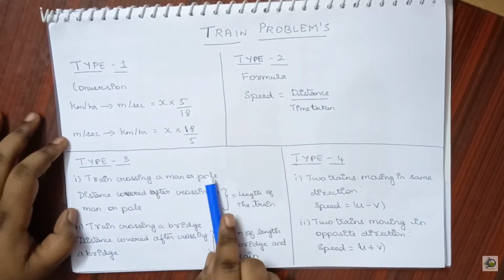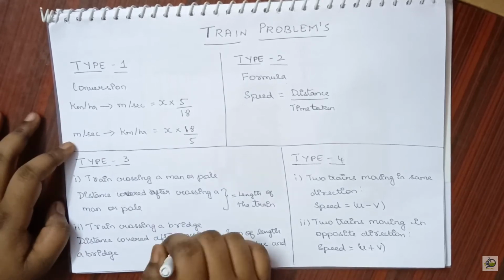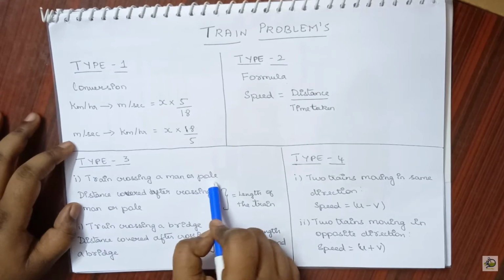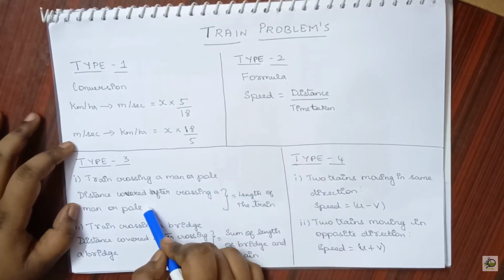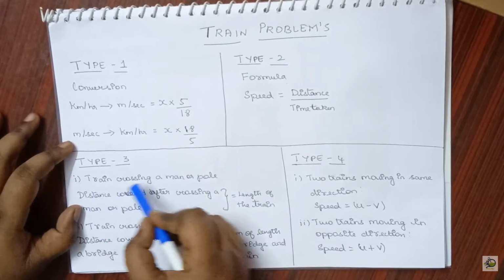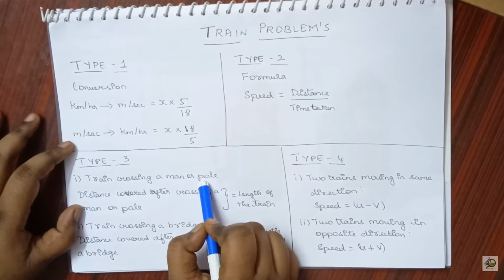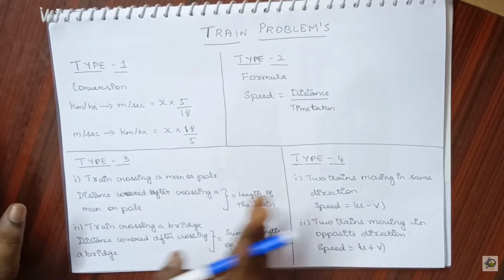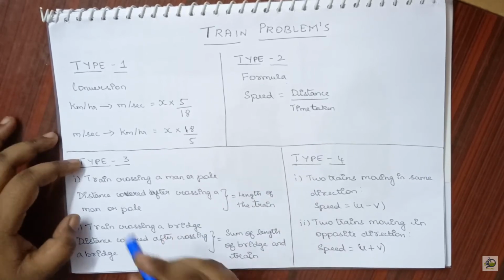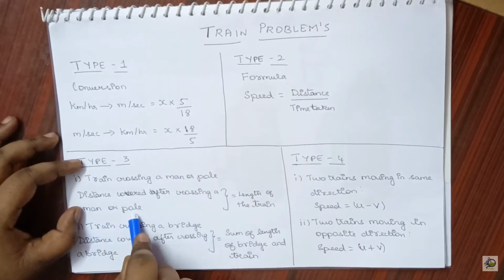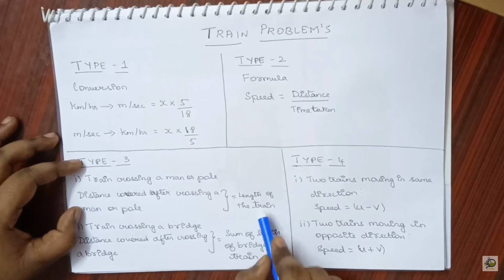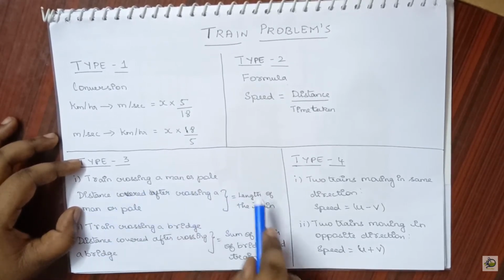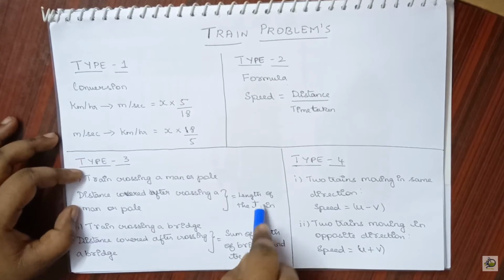Next is type 3. There are two types in type 3. One is if a train passes a man or a pole, then what is the distance covered? If a train crosses a man or pole, it actually crosses its whole length. The distance covered is its whole length. So the distance covered after crossing a man or a pole is the length of the train itself. You have to keep this in mind and then solve the question.